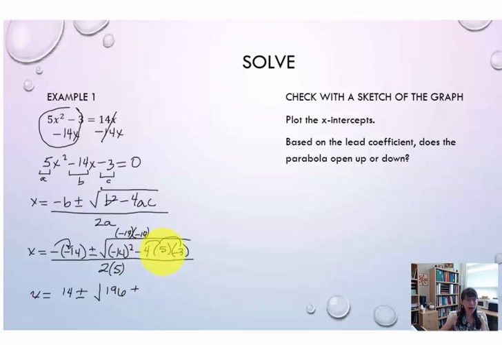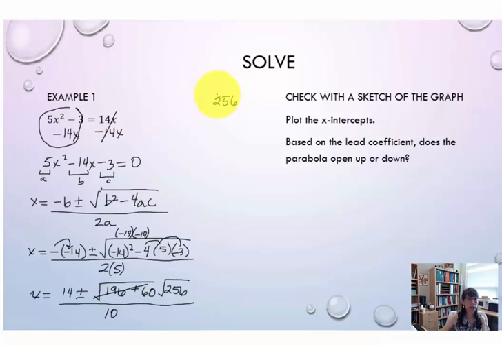4 times 5 is 20. 20 times 3 is 60. So I'm adding 60 to 196. In our denominator, we have 2 times 5, which is 10. So now we need to do some simplification. Under this radical, if we add 196 plus 60, we're going to have 256. So I'll just rewrite 256. Now we're wondering if 256 is a perfect square or if it has any factors that are perfect squares.